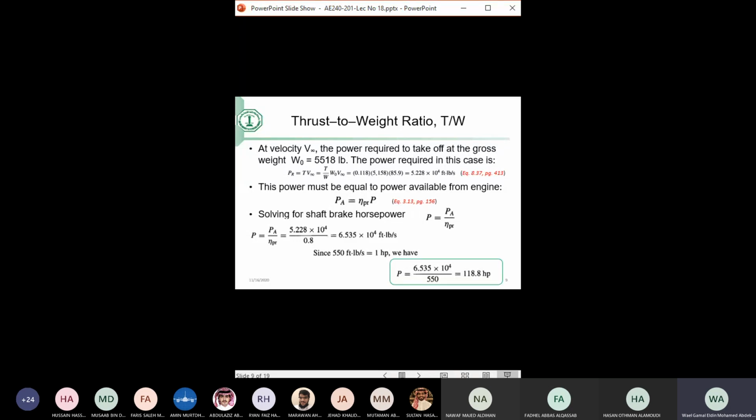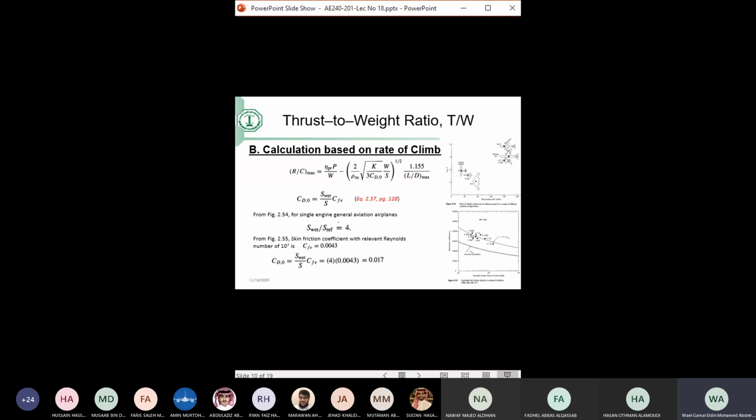Now, if that was the only requirement, I would pick an engine that has 119 horsepower. But remember, this is only one requirement out of 3. I still have to check the other 2. So let's go on to the second requirement, which was the rate of climb. For the rate of climb, we will go on to chapter 6, or was it 5? I think it was 5.